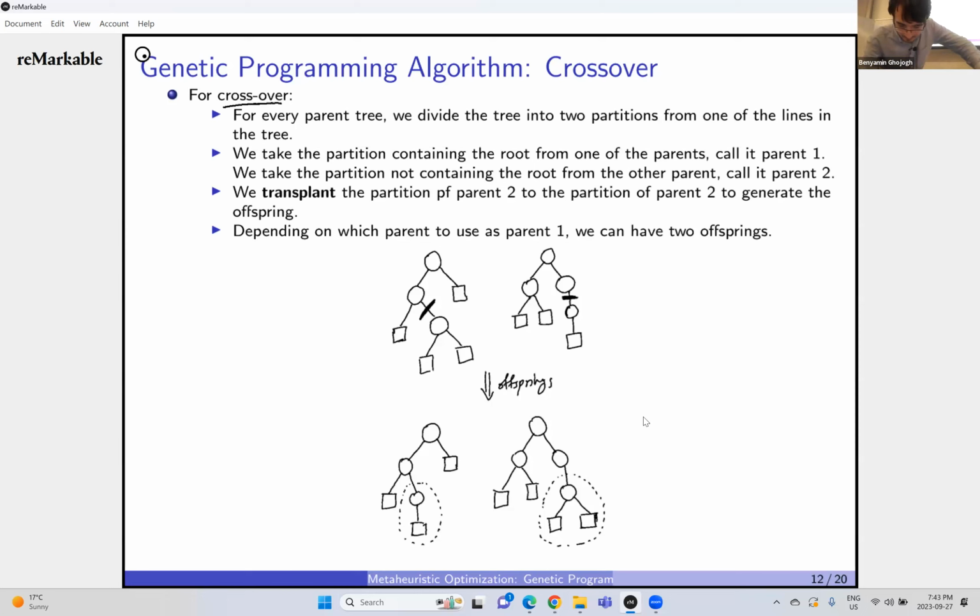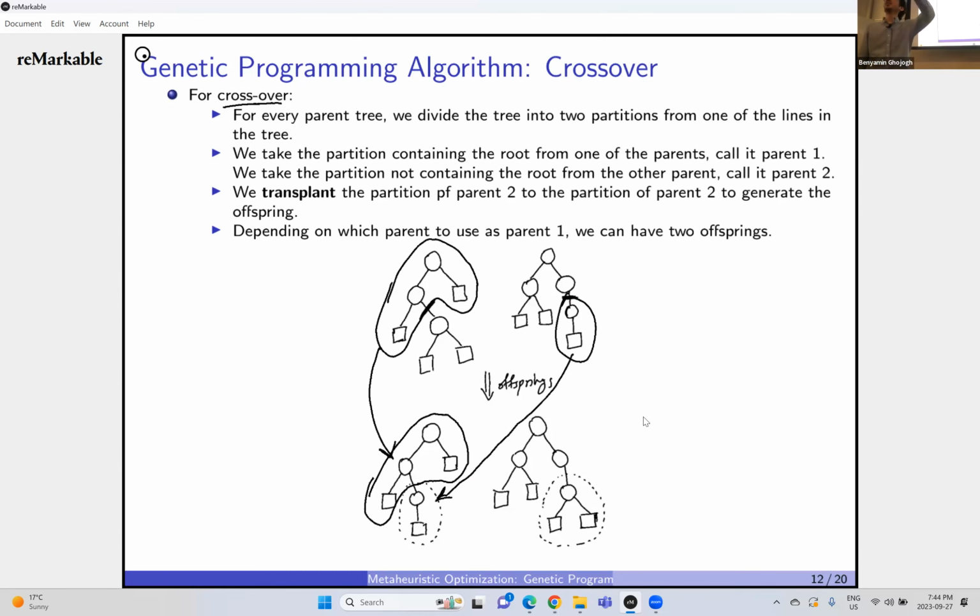Then I take, for example, this part from parent 1 and this part from parent 2 and put this here. So I concatenate. This comes here, and this came here. I can do the other way around to make the next offspring, so I can have 2 offsprings. I can take this part and concatenate it to this. So it's very cool. I could transplant the trees together to have crossover.